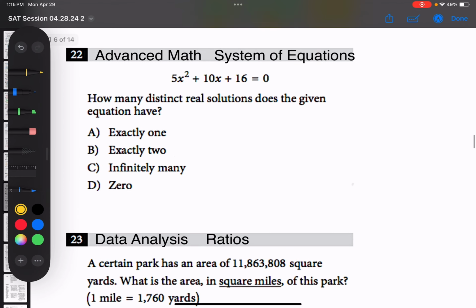Bang, we get 35. 22. How many distinct real solutions? All right, here we go. Distinct real solutions. A few questions ago, and also in a previous practice test, they go over this.